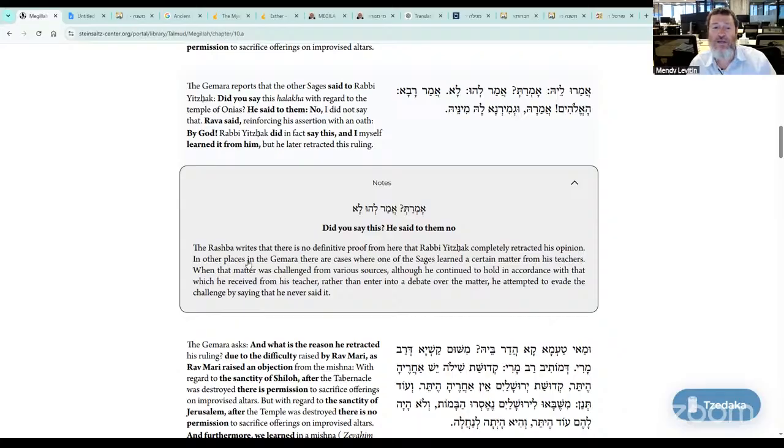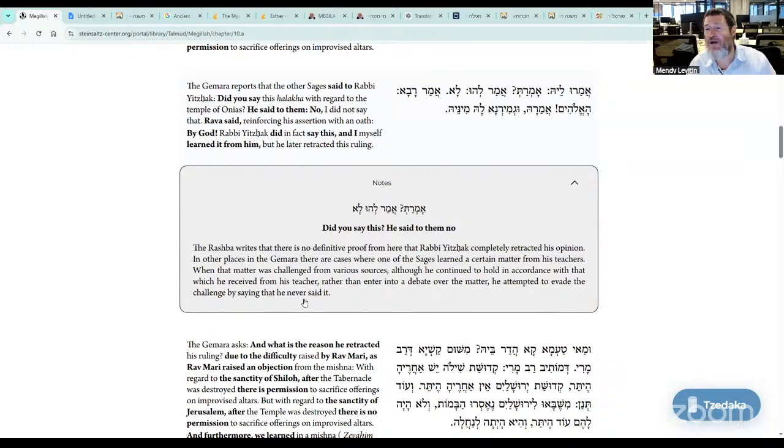opinion. Why? In other places in the Gemara, there are cases where one of the sages learned a certain matter from his teacher. When the matter was challenged from various sources, although he continued to hold in accordance with that which he had received from his teacher, rather than enter into a debate over the matter, he attempted to evade the challenge by saying he never said it.